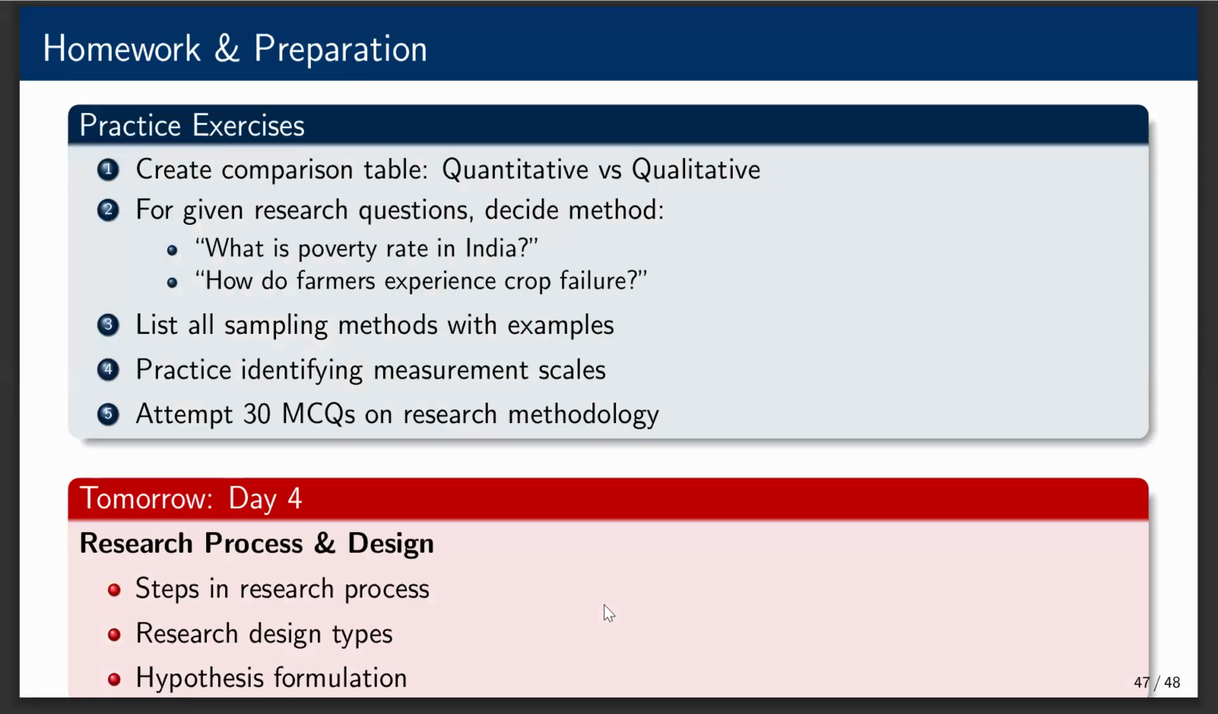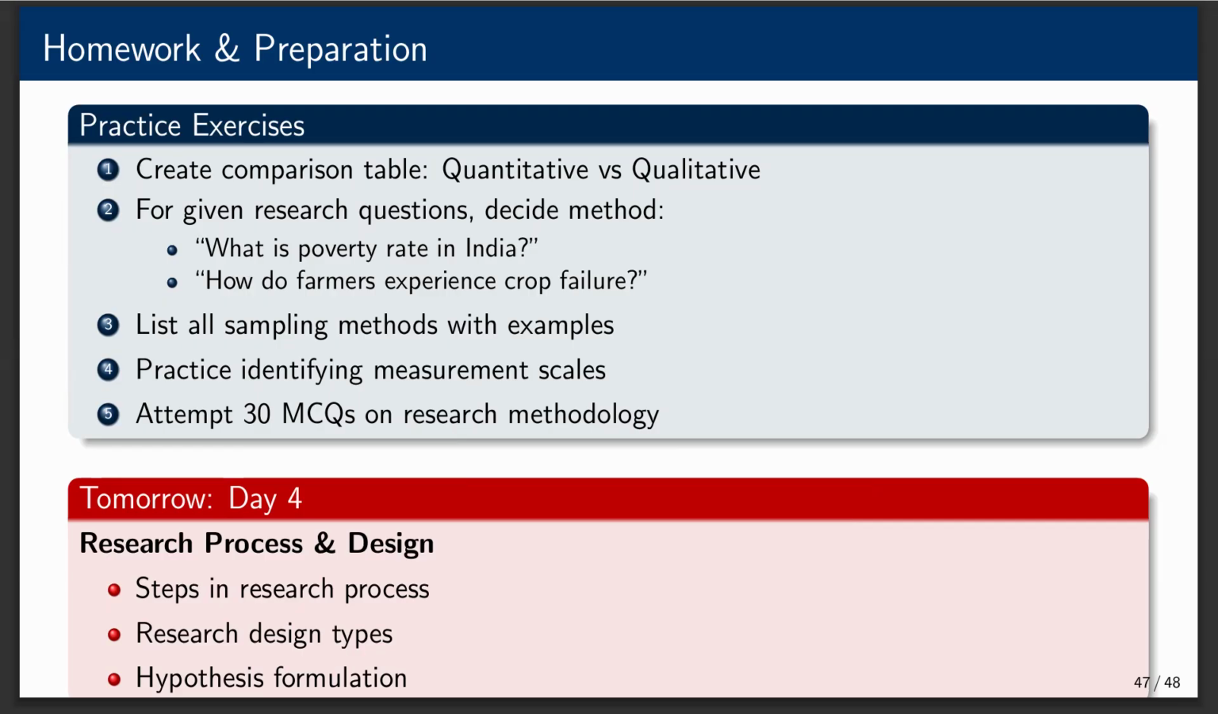What you can do is create a comparison table of quantitative versus qualitative. You can make a proper note. For a given research question, decide the method: what is the poverty rate in India, or how do farmers experience crop failure. List all sampling methods with examples. Practice identifying measurement scales. And then you can attempt 30 MCQs on research methodology.